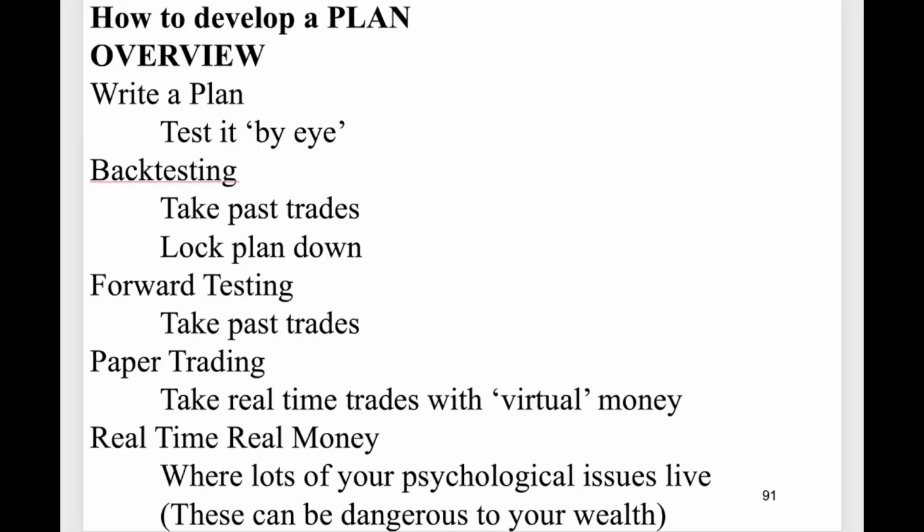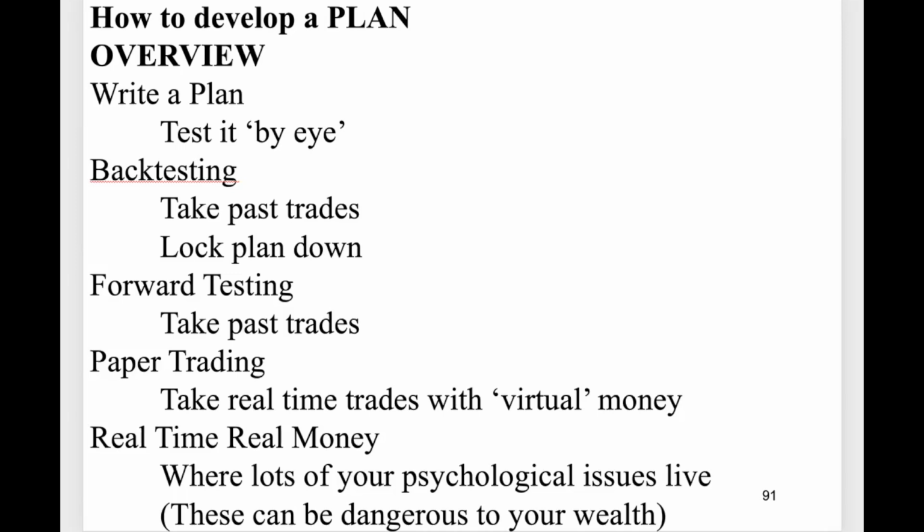So here's the overview. Write a plan. Well, I've just been through the 5 things that need to be in the plan. So you need those 5 sets of rules. Well, 4 sets really, because I say position size, leave it as minimum. And then you test it by eye. In other words, you take it to past charts and you say, well, I would have got in here, I would have got out there, I would have got in here, I would have got out there. Does it look like it would be profitable? That's just a by-eye assessment.